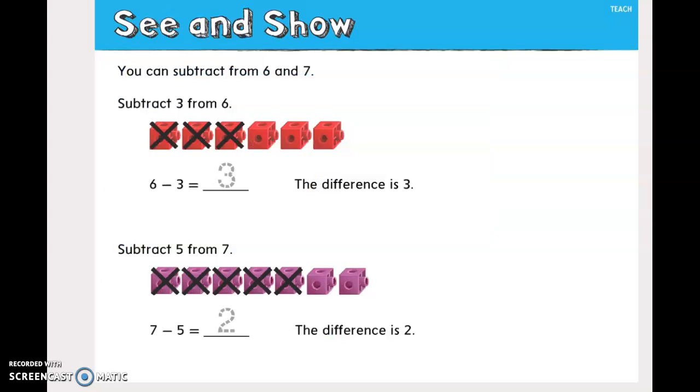All right, boys and girls, we are at the top of the next page called See and Show. And it states you can subtract from 6 and 7. Subtract 3 from 6. 6 take away 3 equals 3. So that means the difference is 3. And then the next one says subtract 5 from 7. So 7 take away 5 equals 2. The difference is 2. So they want you just to trace those numbers.